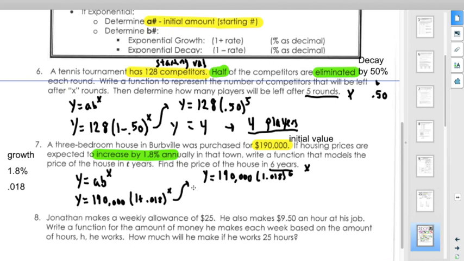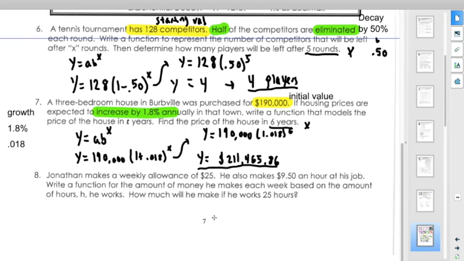You will plug that into the calculator exactly as you see it, and we should get that y is equal to $211,465.86. So after 6 years, this is the new price of the house when it started at 190,000, which is actually pretty realistic. It would probably be worth more money, actually. But who knows?